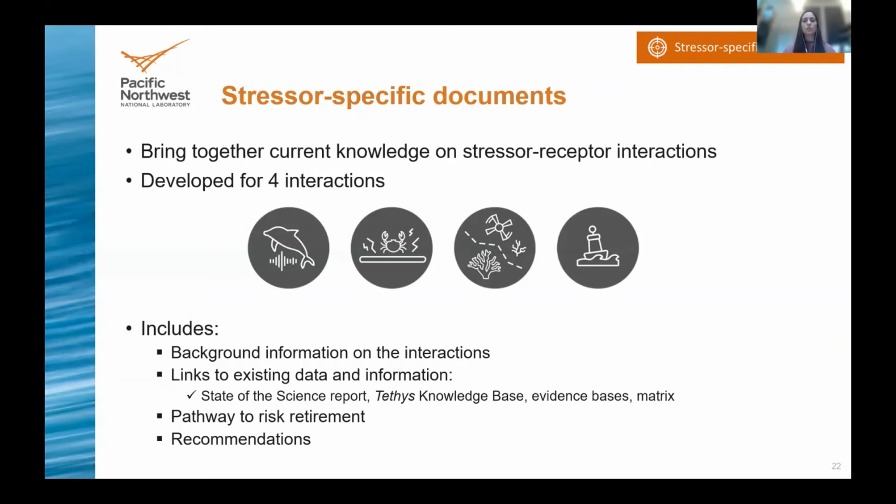Each document includes background on the interaction, links to existing data and information, some information on the pathway to risk retirement, and recommendations for gaining additional knowledge and understanding. I'm going to walk through each of the specifics of the document by showing a quick example using the habitat change document.